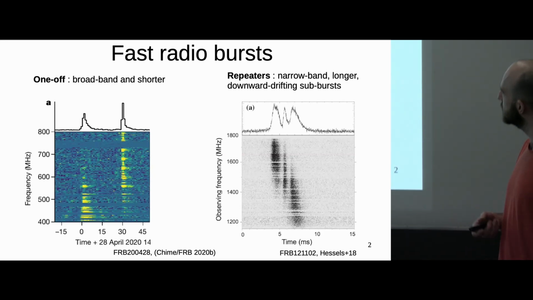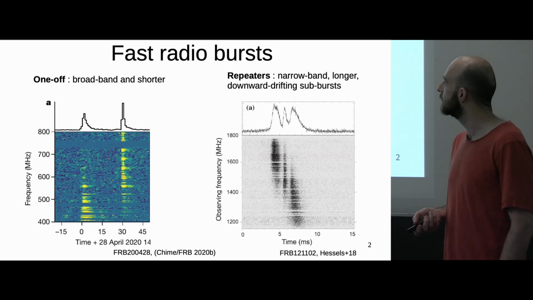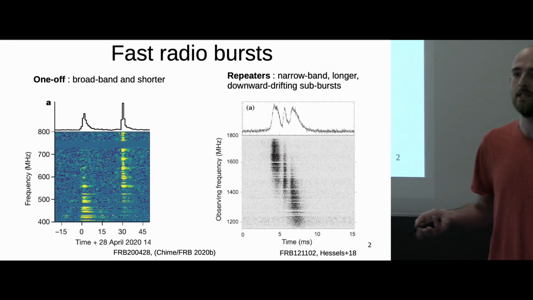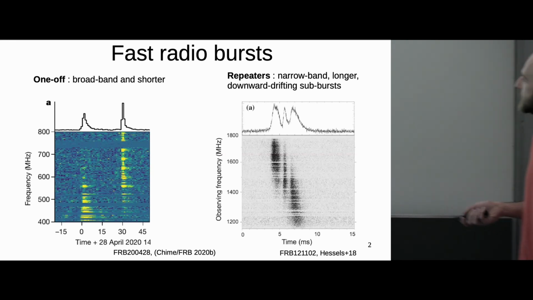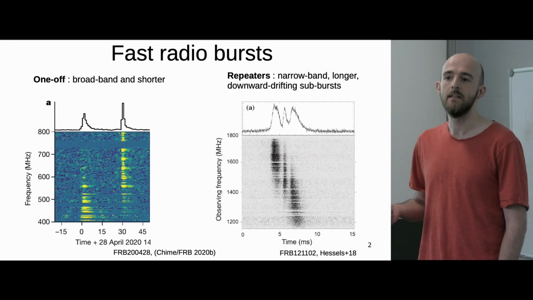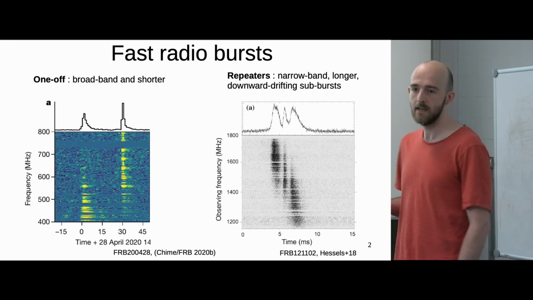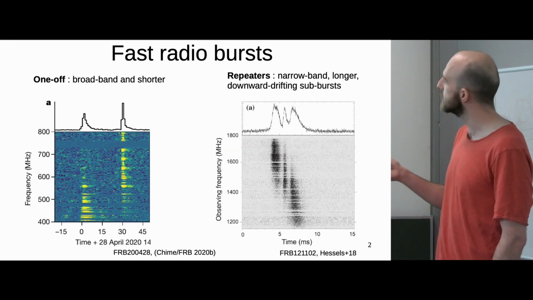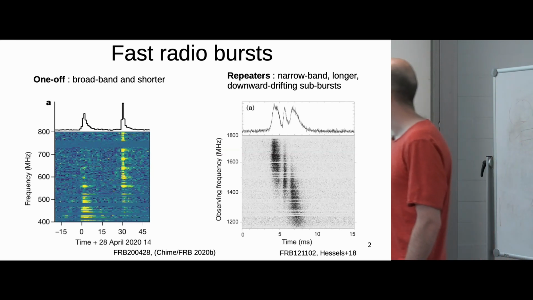Now there are repeaters, which are FRBs for which we see sometimes many events, like for this one, 121102. Their main characteristic is that they are typically narrowband, and when they have several subcomponents like this, it will always go downward drifting with frequency. So that's an important characteristic.